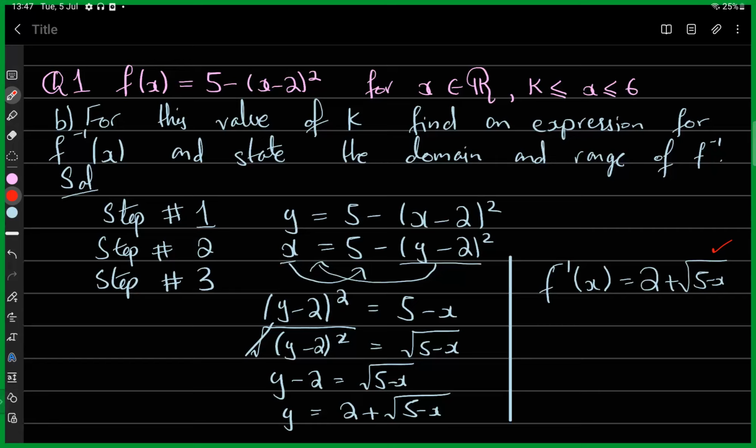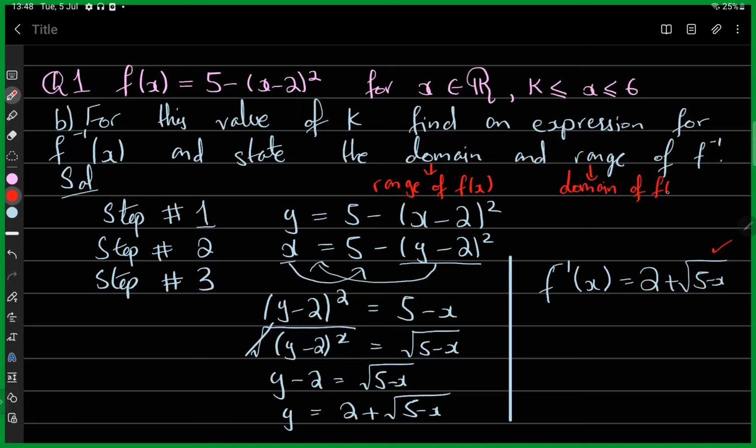For inverse functions, we need to look at the actual function. Now the examiner wants you to state the domain and range of the inverse function. I can write it this way: the domain of the inverse function would be the same as the range of f of x, and the range of the inverse function would be the same as the domain of f of x.